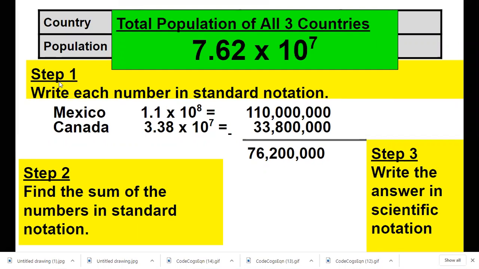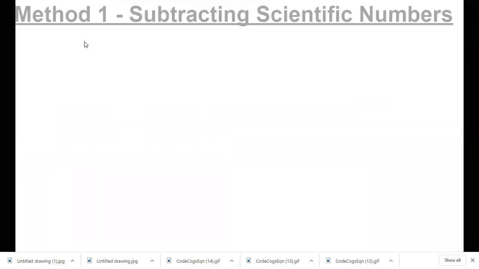7.62 times 10 to the 7th. And that's what we got using the first method as well. And either method is fine. You can choose. Let's try another one.